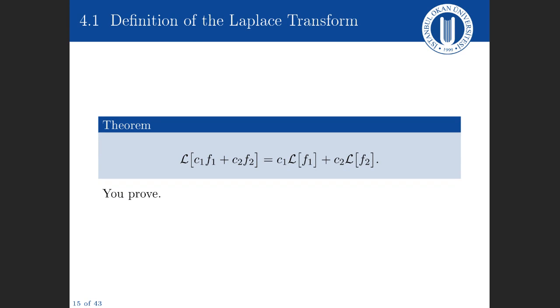Theorem. The Laplace transform is a linear operator. In other words, the Laplace transform of c1 f1 plus c2 f2 is equal to c1 times the Laplace transform of f1 plus c2 times the Laplace transform of f2. And I leave this for you to prove. If you're re-watching the video, pause it here, write down a proof of this on paper. You can do this in a few lines.